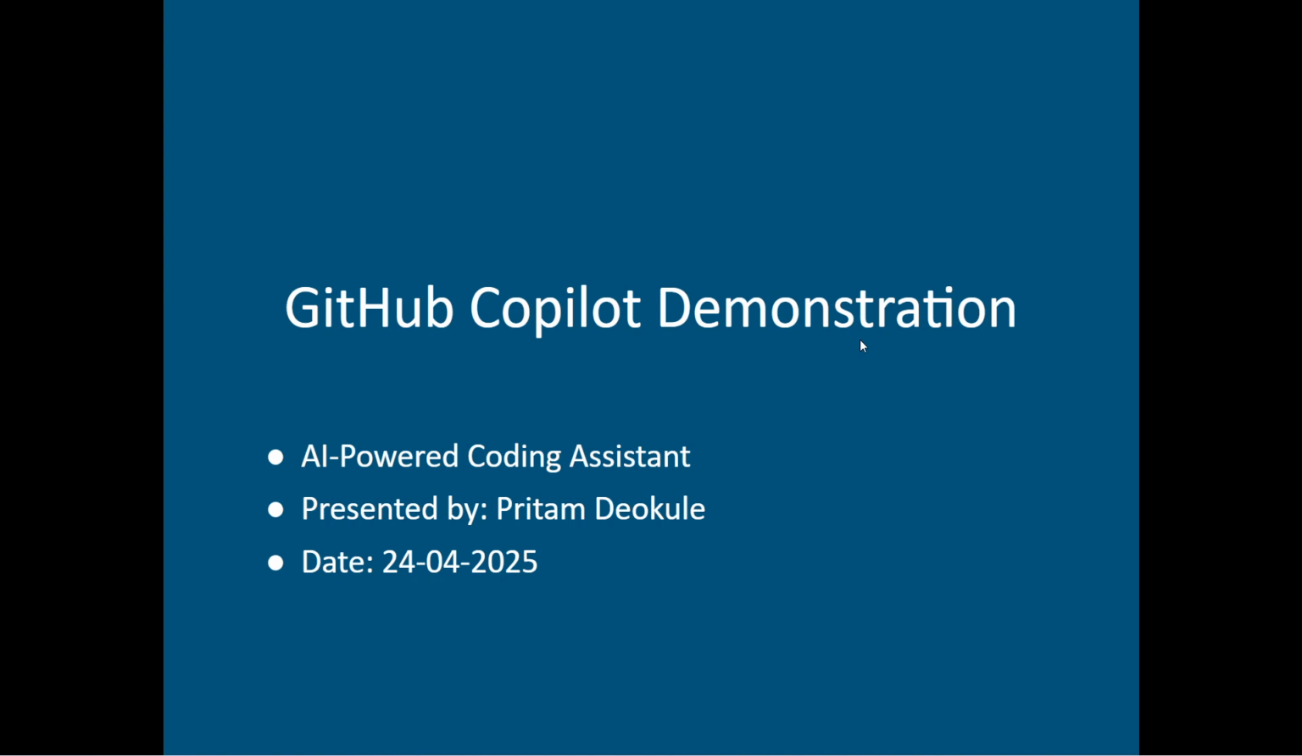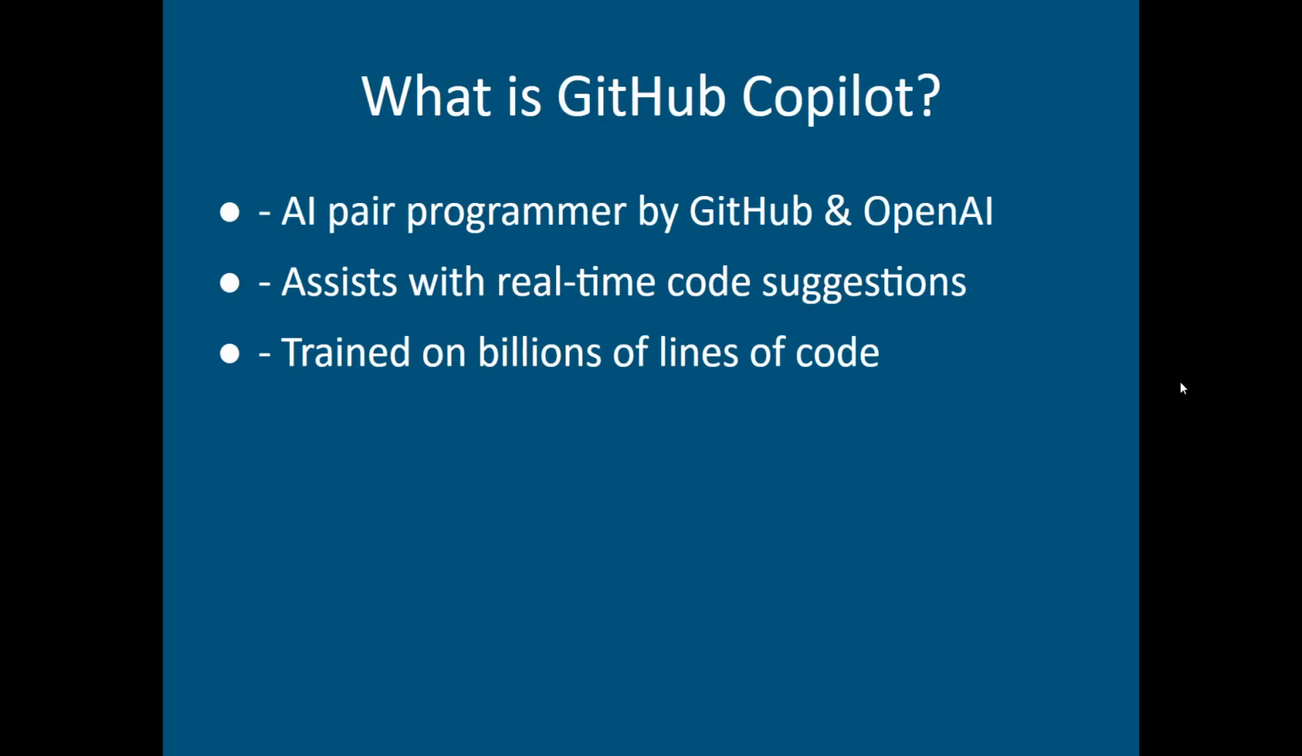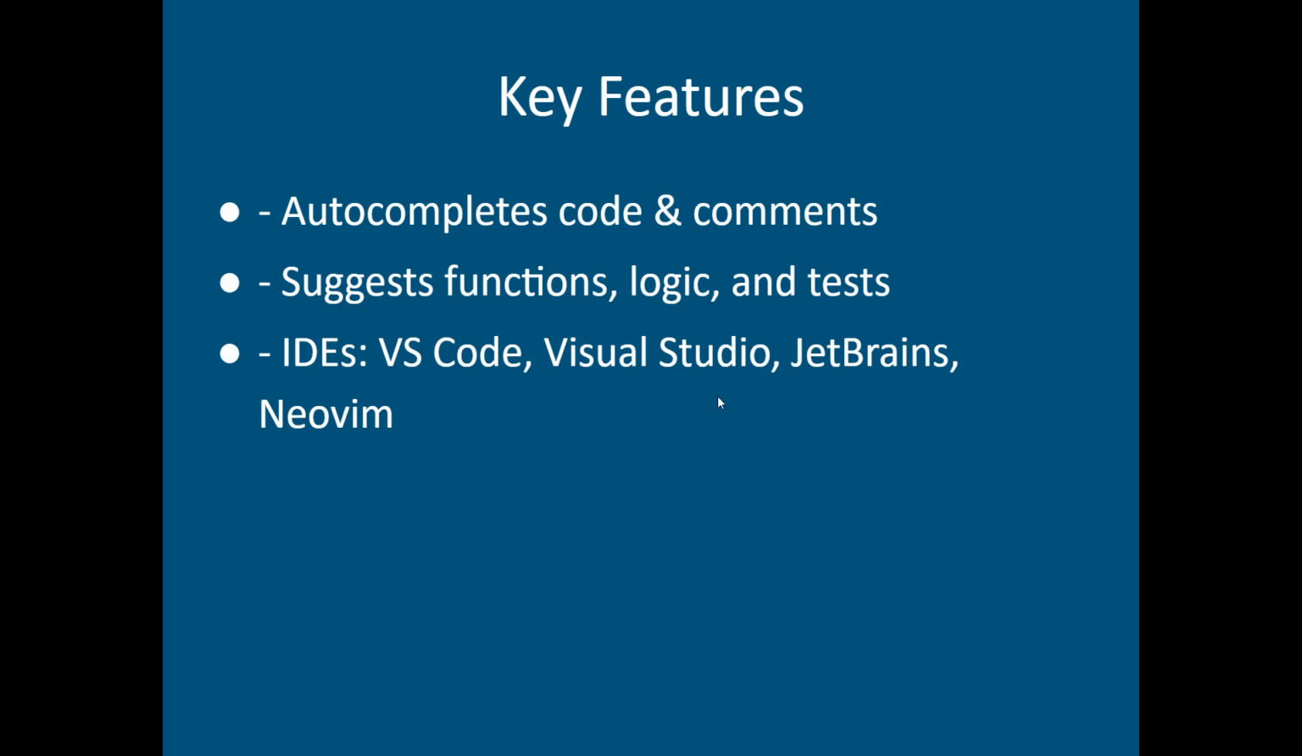So let's start. Before that, let's understand what GitHub Copilot is. Basically, it's a programming tool. It's an OpenAI tool that can be used for real-time code generation. And these are some key features: it supports autocomplete code. We can give a command and get the code generated in specific files. It also suggests some functions, logic, and tests, and it supports multiple IDEs.